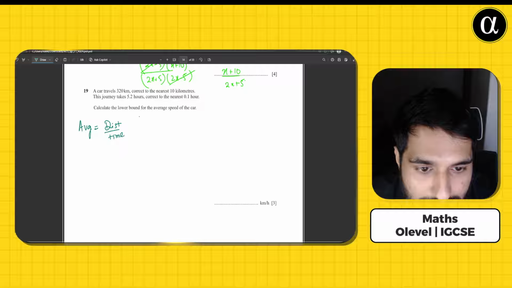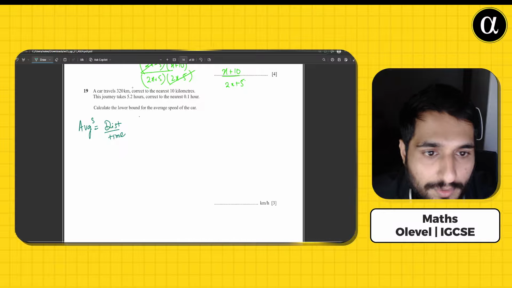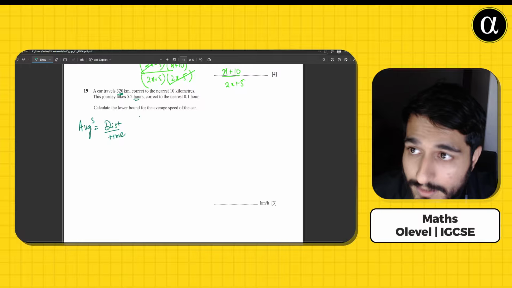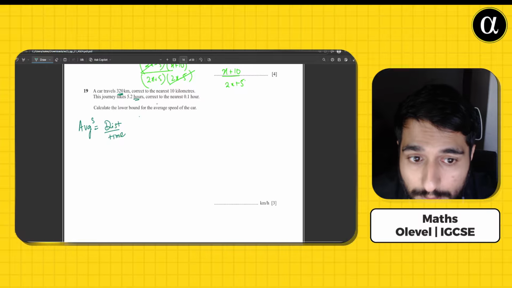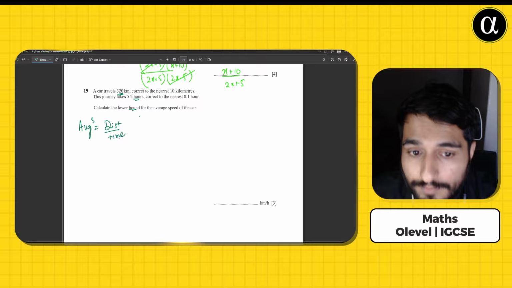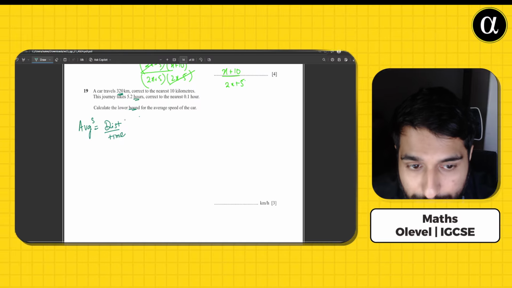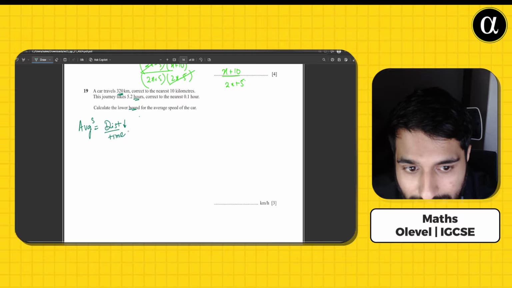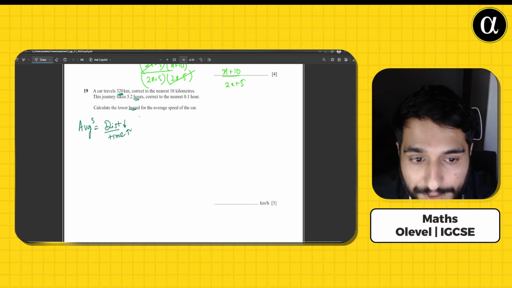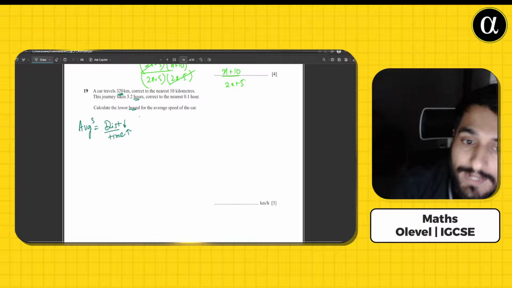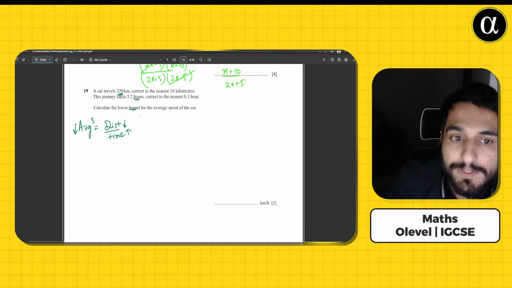So the distance was 320 and the time was 5.2 hours. But keep in mind, we're supposed to calculate the lower bound because these values were rounded off. Now for the lower bound, the answer has to be as small as possible. So this has to be the lowest value, and the numerator should be the smallest and the denominator should be the greatest. Hence, you will get the lowest answer for average speed.